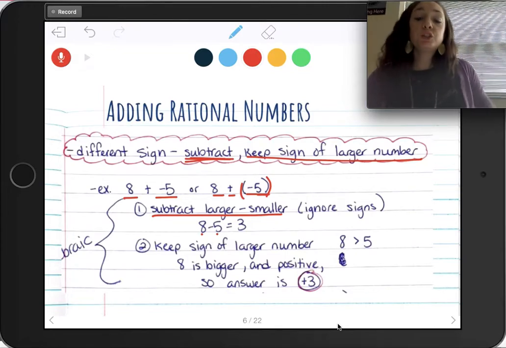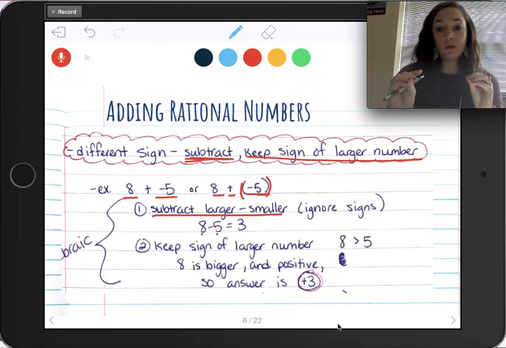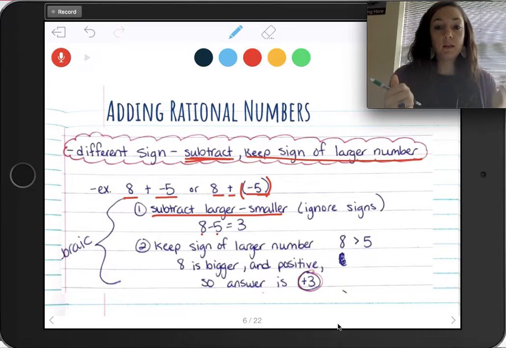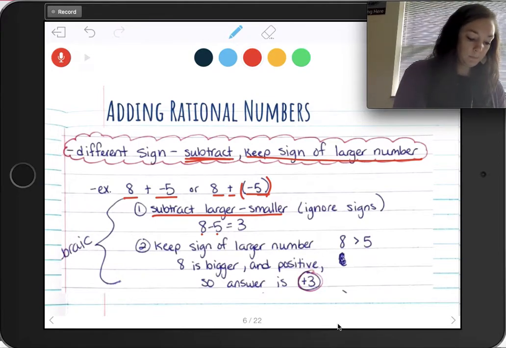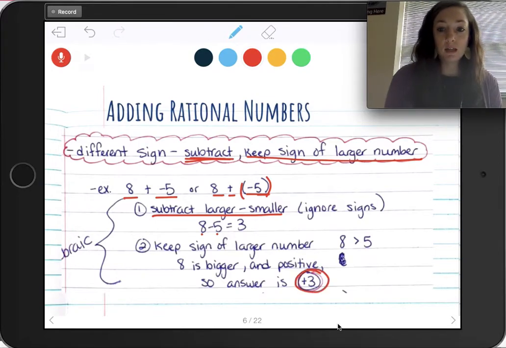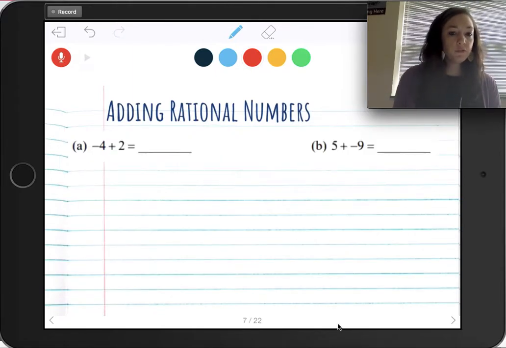So, which digit is bigger, 8 or 5? 8. There's more in 8 of something than there is in 5 of something. So, is 8 positive or negative here? 8 is positive, so the answer is positive 3. Okay? So let's do a few examples.